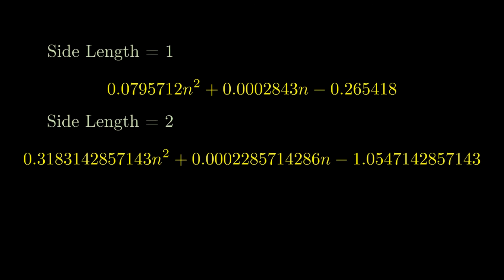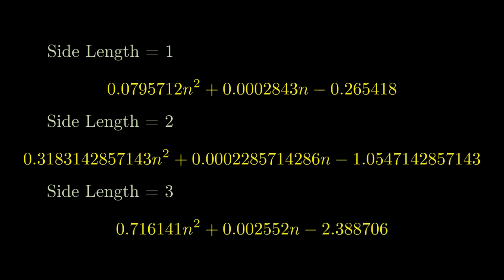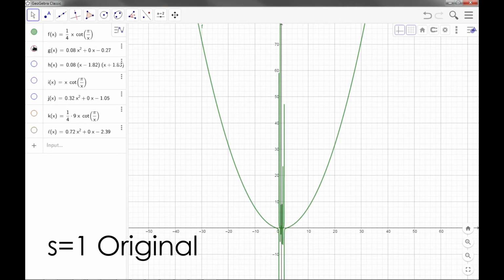For side length of 2, we have 0.3183142857143 n squared plus 0.0002285714286 n minus 1.05471428574143. And for side length of 3, we have 0.716141 n squared plus 0.002552 n minus 2.388706. Whew, that's a lot of numbers.